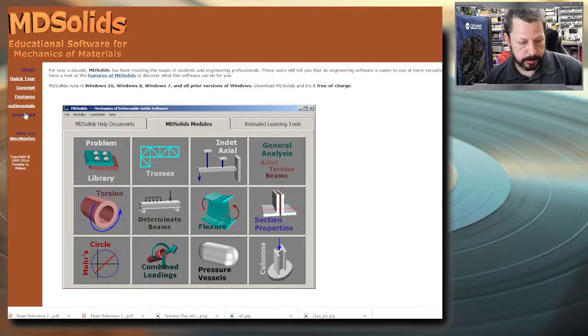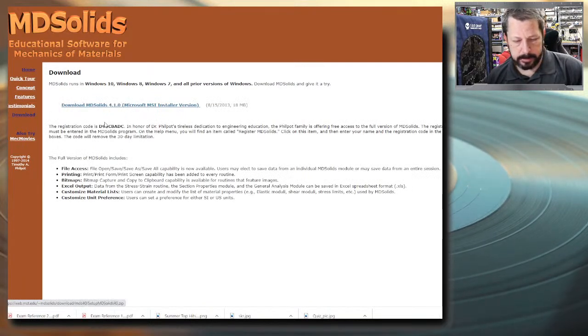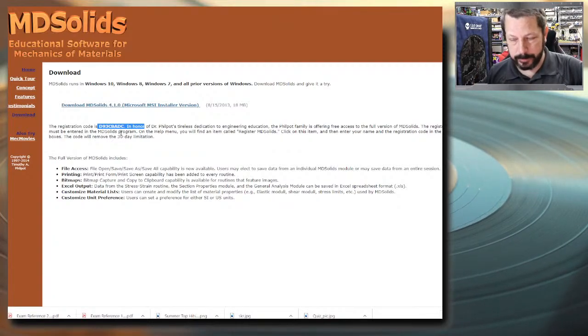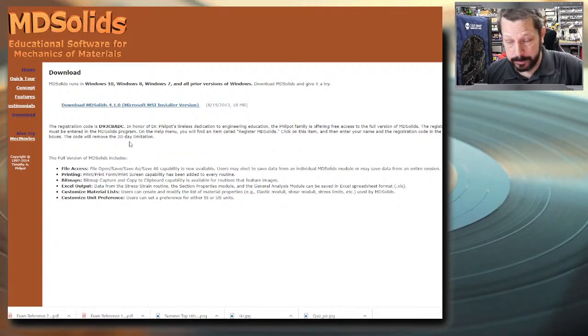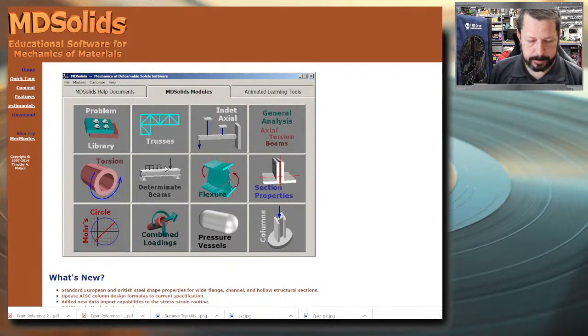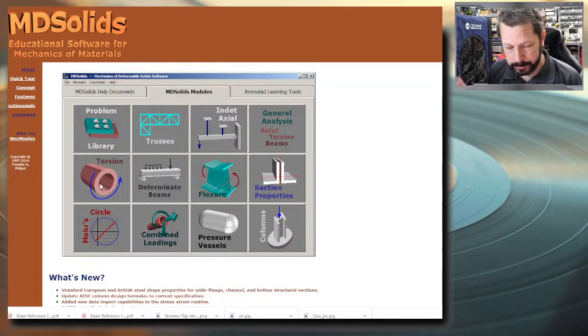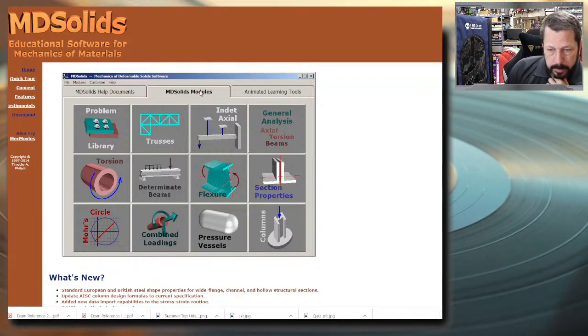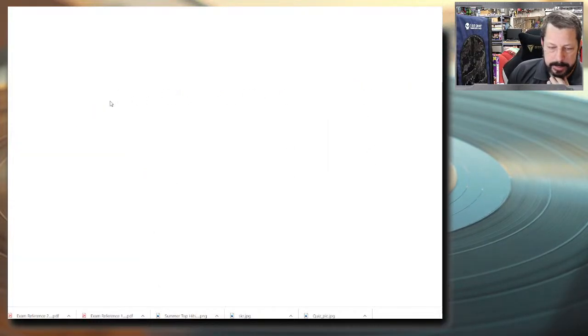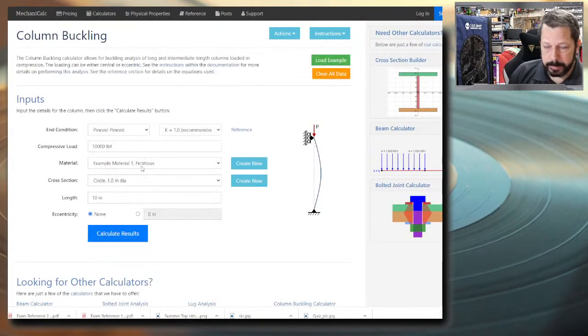So you go to download it. Here's the registration code, and it opens it all up forever. It's not a free trial. You get the whole thing forever. So it is a nice little package of stuff. Torsion is in there. That's what we're about to start doing as the last third of the course too. The other one I linked is that buckling calculator. It's just an online tool for calculating column buckling, but we'll talk about that by itself later.